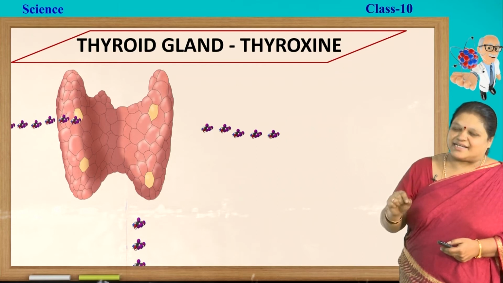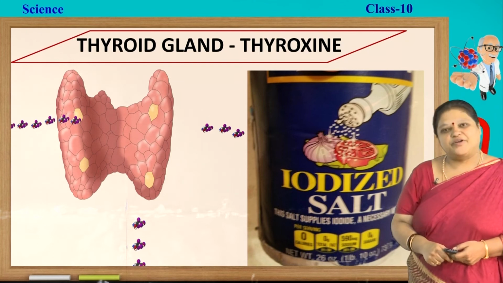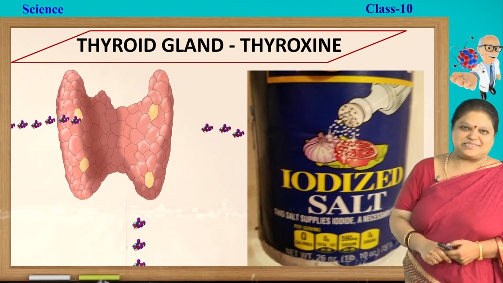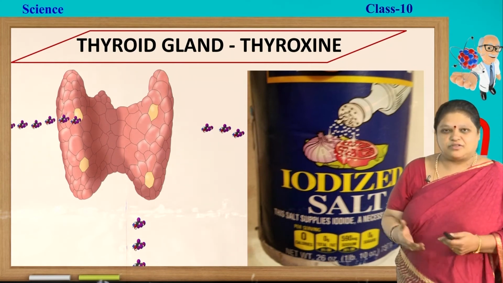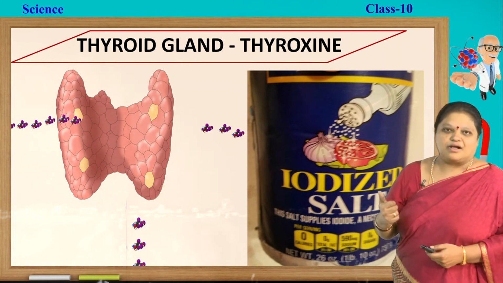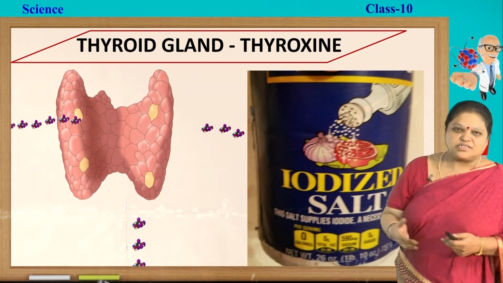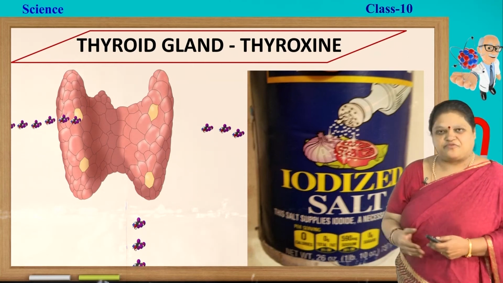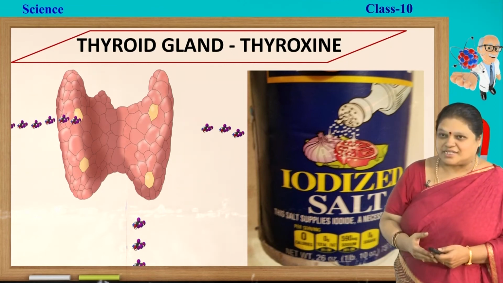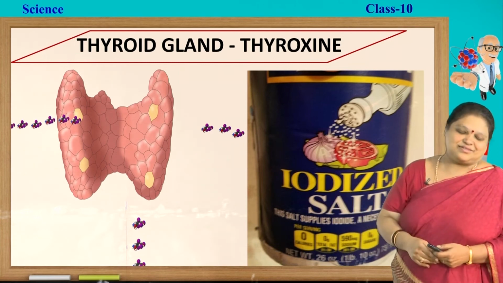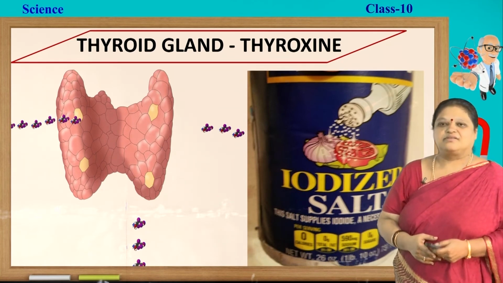If it has to be secreted in appropriate amounts, you need iodine. Where do you get this iodine? Of course, iodized salt. The government has promulgated a law that the salt you are selling should be fortified with iodine. So, this iodized salt is important. In coastal regions, the people who have seafood will have enough iodine, but what about the other people who are not in the coastal region? For their rescue, this iodized salt is present. Let us see what are the functions of this thyroid gland.